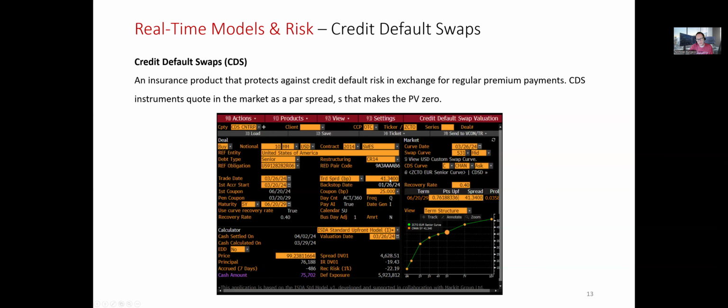That's the premium that you have to pay in basis points, such that the premium payments offset the protection that you're going to get, exactly making the trade have a zero PV. So CDS instruments quote in the market as a par spread S, 41.34 basis points. That makes the trade price to zero. Now this trade is priced at 25 basis points, not the 41, and therefore there's some PV. But if you were to change this coupon to 41.34, instead of having a cash amount, you'll have zero value.